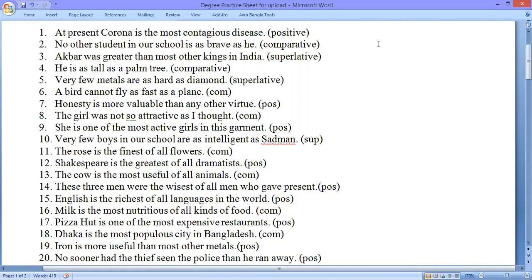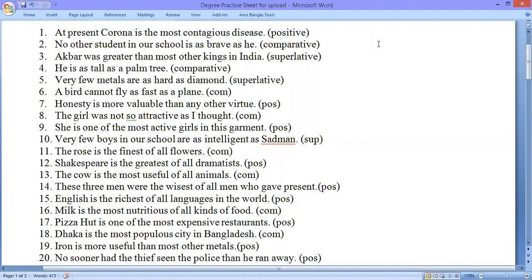If we look at number 2, the question is, no other student in our school is as brave as he. If you want to make this comparative, we need to use comparative form plus than any other. So the solution is, he is braver than any other student in our school. If we look at the solution, we can understand that it has also come from the rule number 1, that means formula 1.